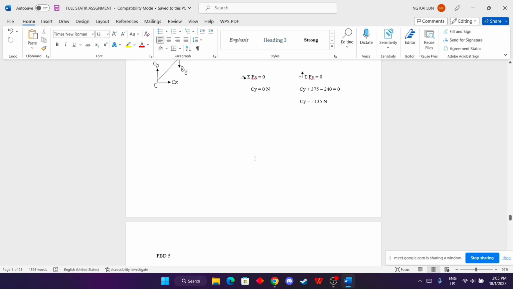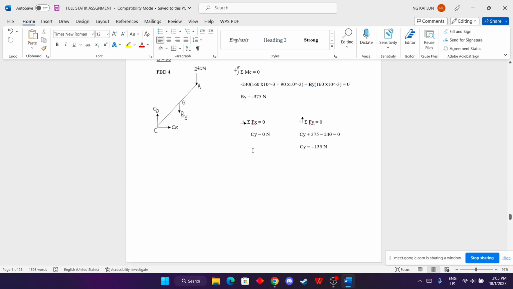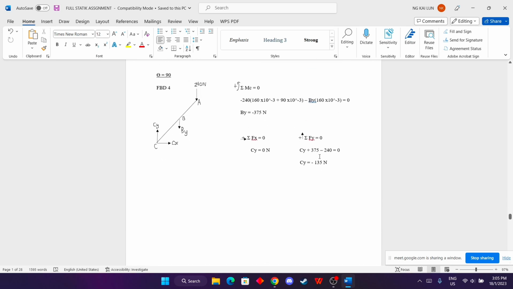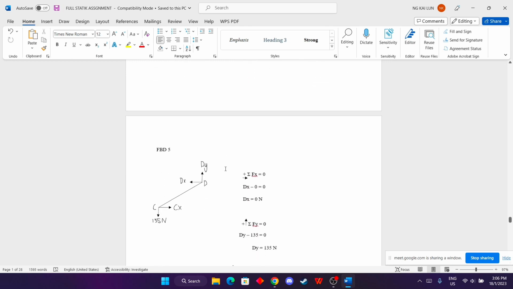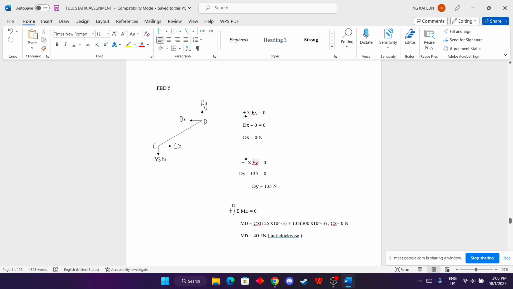Then we go to the force Y equal to 0, and then we take Cy at the point C plus 375, the length 375 minus 240, and then we got Cy at the point C is negative 135 Newton. Then we go to FBD5.